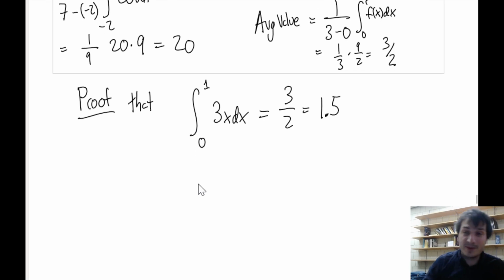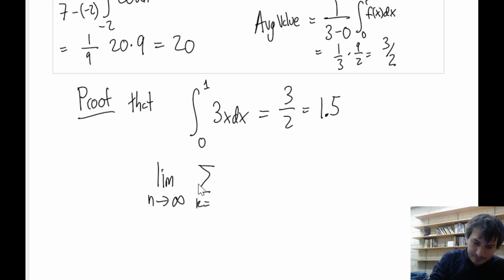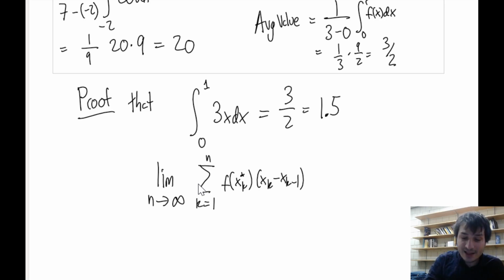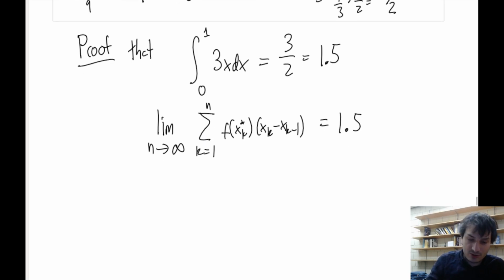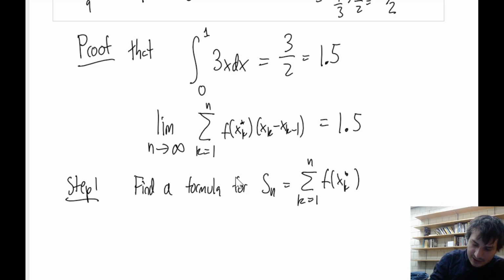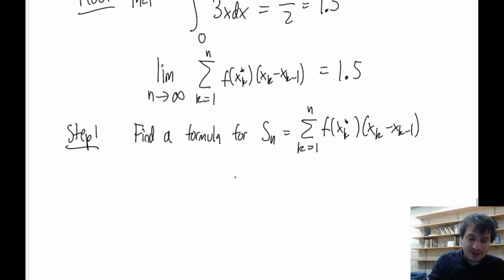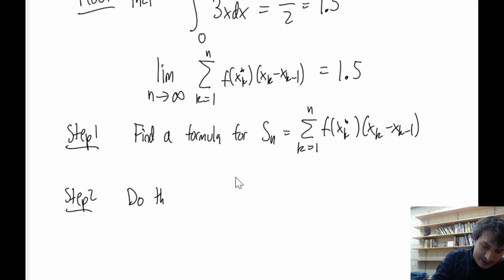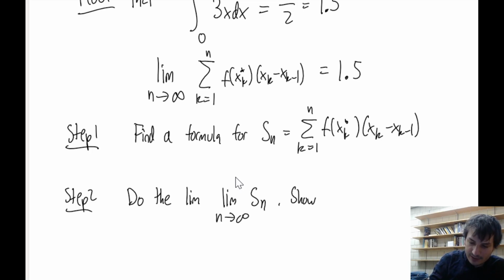And how am I going to prove that? So the integral of 3x dx is the limit of the Riemann sum. So this is the limit as n goes to infinity of a certain sum from k equals 1 to n. You've got this xk star. You've got xk minus xk minus 1. So we're going to evaluate this thing and prove that the limit is 1.5. So there's going to be 2 steps. Step 1 of the proof is find a formula for Sn, which is going to be the sum from k equals 1 to n of f of xk star times xk minus xk minus 1. And then step 2, do the limit as n goes to infinity of Sn, and show that the limit as n goes to infinity of Sn equals 1.5, also known as 3/2.